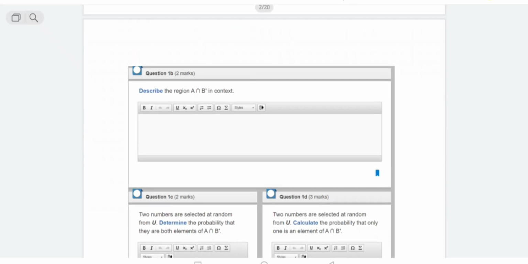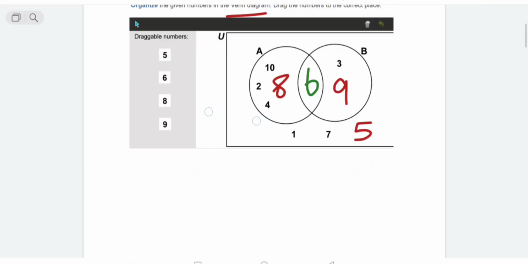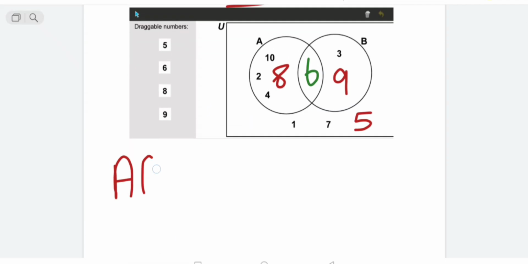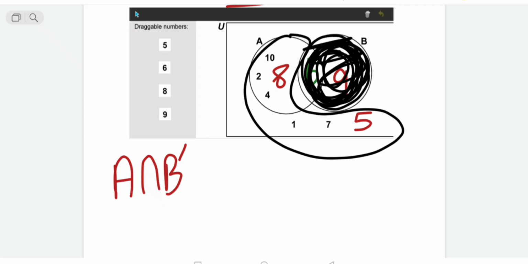Okay, so now look at the next one. In the next one they ask you to describe the region A intersection B complement, or B naught. First of all, let me write here for you to understand. A intersection B complement. B complement means without B. Without B. B is not included. So B naught means all this. B complement. Then A is this part.